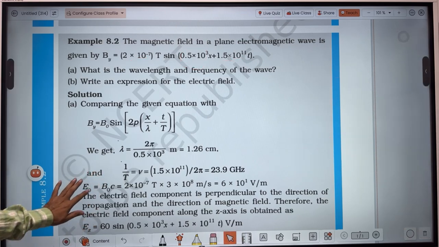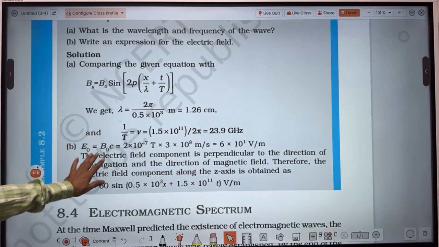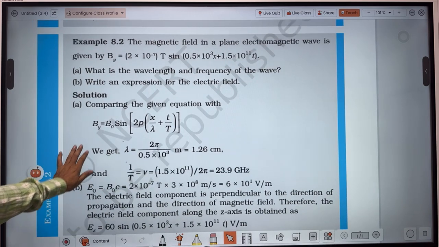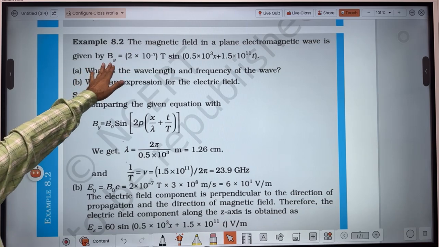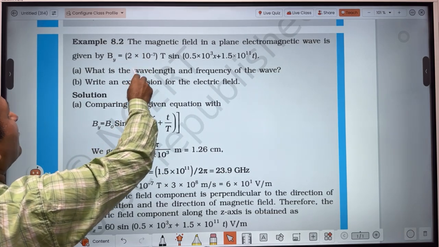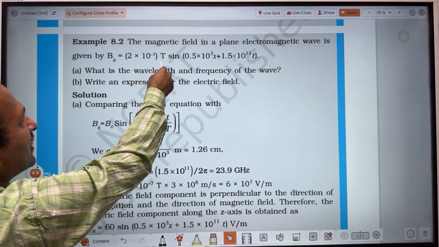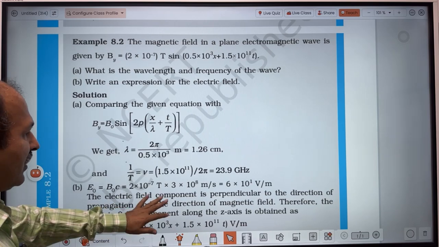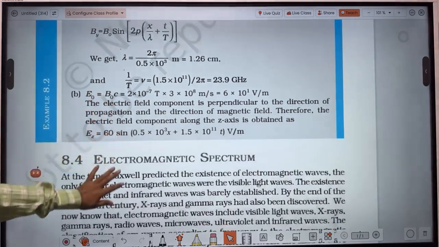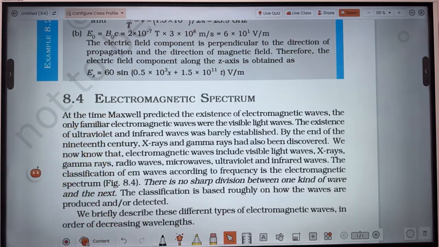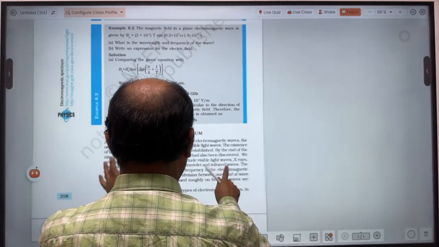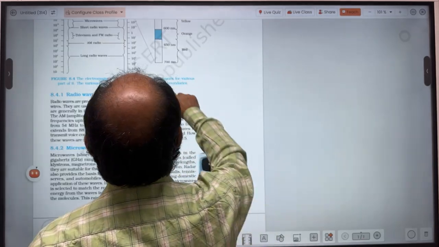And now suppose you want to write the electric vector. The electric vector magnitude will be this much. If they have asked for the equation, the corresponding equation you can write is E equal to E0 sine, and the rest will remain the same. Only the value of E0 will change, which will be equal to 2 into 10 power minus 7 times the speed of light. So you can write that. Understood? Now electromagnetic spectrum means we are going to see different types of waves and their corresponding wavelengths.